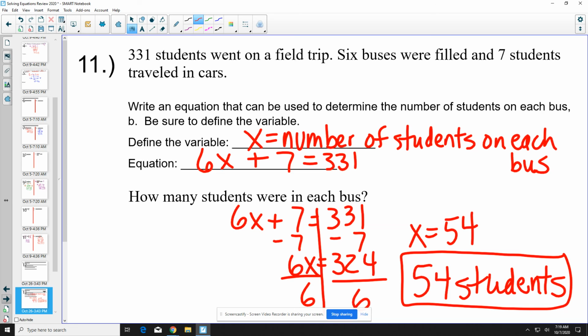And 7 students rode in cars or traveled in cars. So we got 7 more that were in cars. You could have a 6X plus 7 or a 7 plus 6X. When you solve, you're going to subtract 7, then divide by 6. Did you get a 54? All right, pause the video, rewind, go back over this, try these again. Okay, this is a good review for your test.